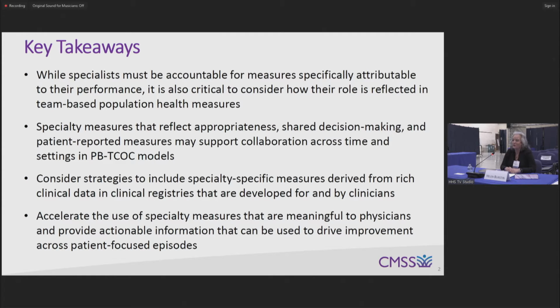They are things we just sort of look at, and it's difficult to really assess what it means clinically in terms of my role, in terms of quality improvement and clinical improvement from the perspective of the physicians. And then finally, I think very importantly, and this came out significantly in Dr. Weiler's performance, the idea that we have measures that are meaningful to physicians, and I would add here, and patients, and that provide actionable information that can be used to drive improvement across patient-focused episodes is where we need to go. Those are difficult to do.